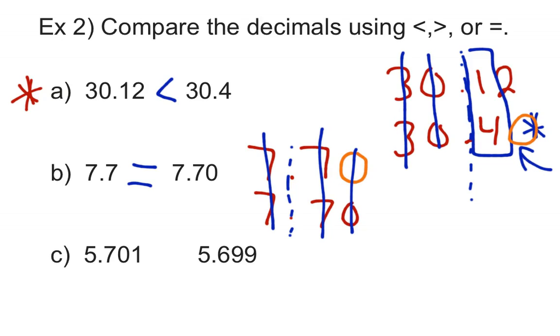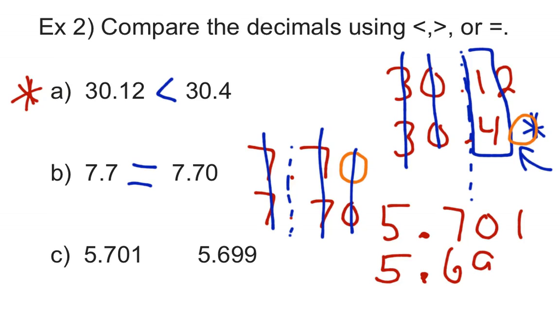Okay, last one, part C, 5.701 compared to 5.699. Again, I'm going to take these three numbers and write them above and below each other, making sure I line up the decimal point. So here's my first decimal point, and then I write in 5.701. Write big. Make sure your numbers are spaced out so they're not crammed together. That's how people make mistakes. Then the 5.699. In this case, they have the same amount of decimal places, so I don't need to fill in any zeros.